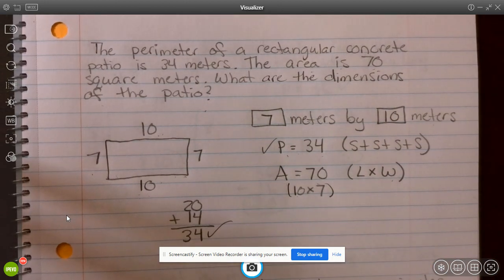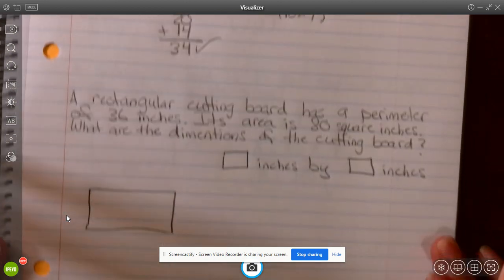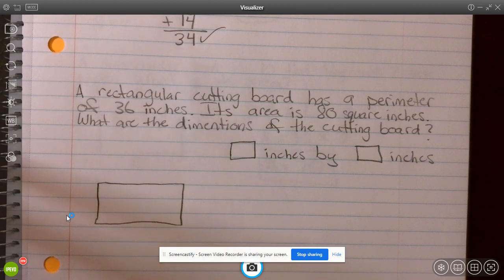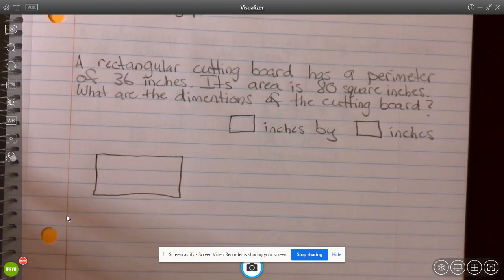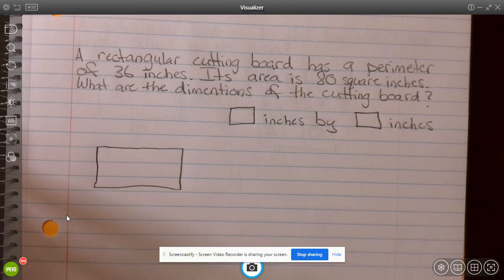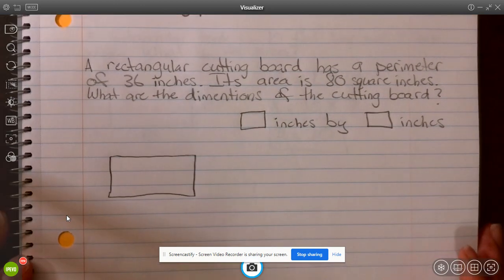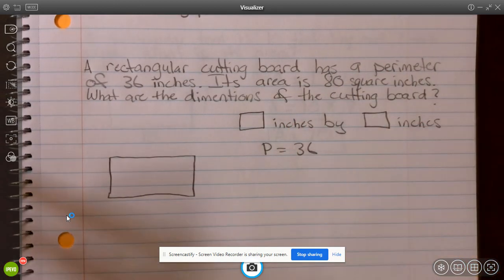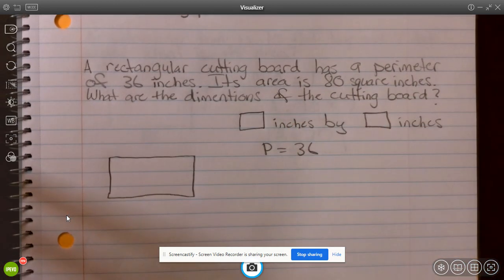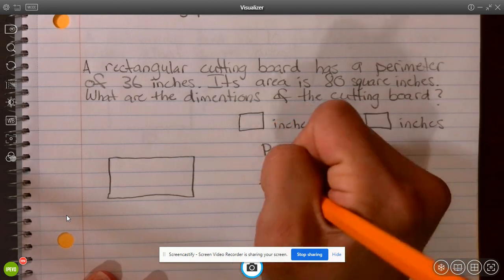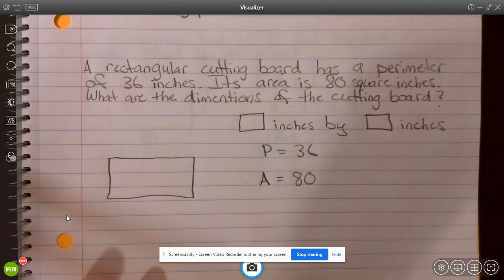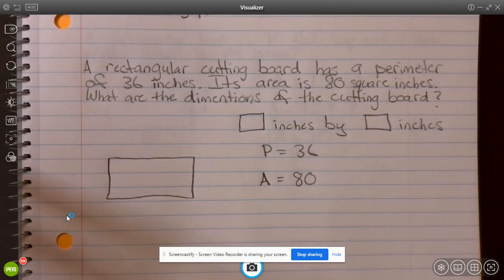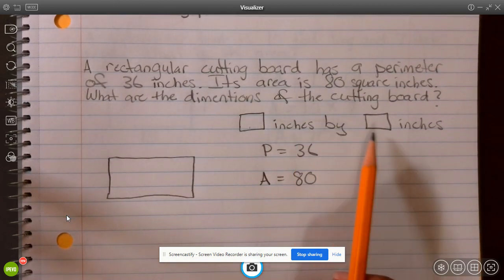Okay, let's do one more together. A rectangular cutting board has a perimeter of 36 inches. So the perimeter is 36 inches. Its area is 80 square inches. So the area is 80 square inches. What are the dimensions of the cutting board? So blank inches by blank inches.